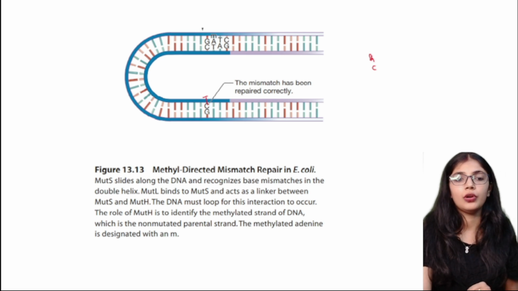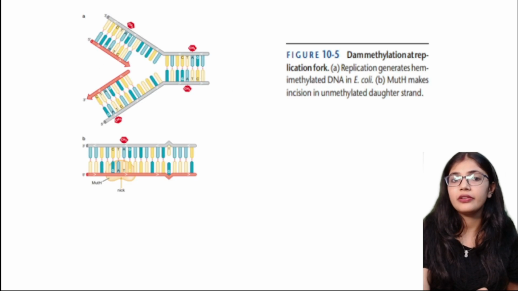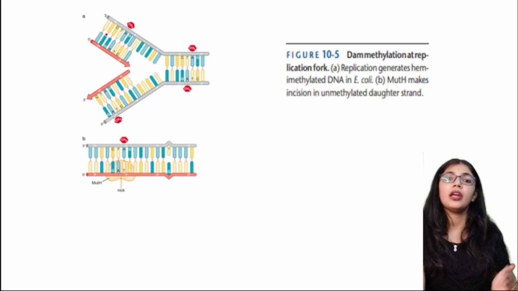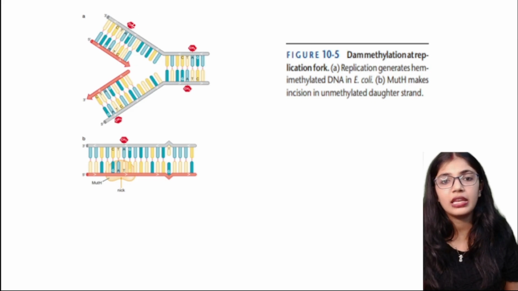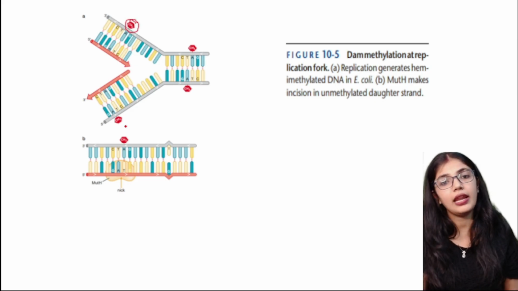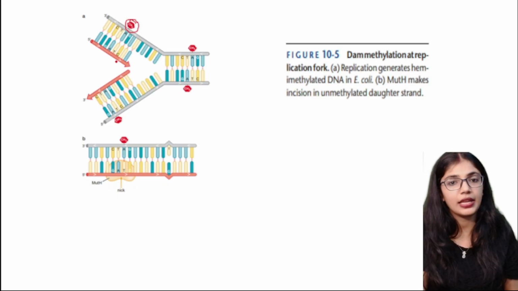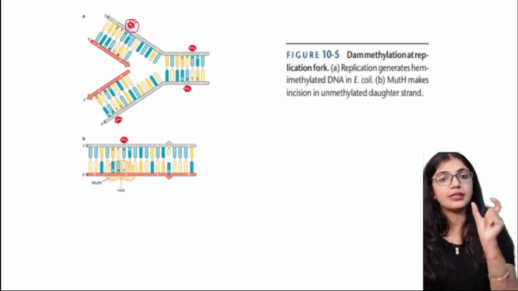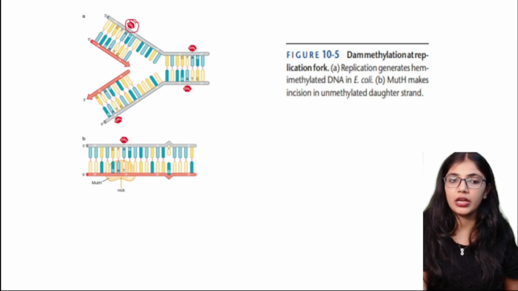Okay, so here we can see how this is being recognized, how there is identification whether it is a daughter strand or a parent strand. In case of a parent strand, there is a methylation in the adenine, but in case of the daughter strand, there is no methylation of adenine. So the MutH recognizes this place and it creates a cut.